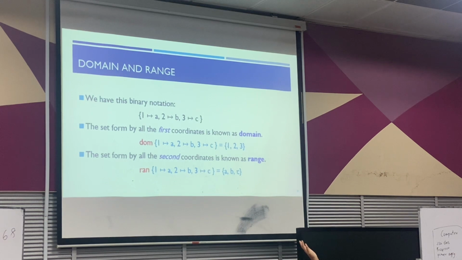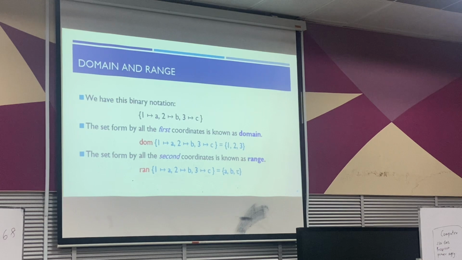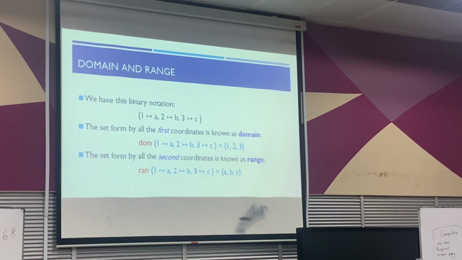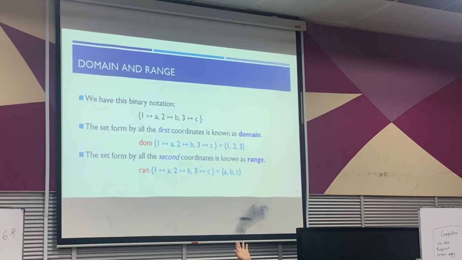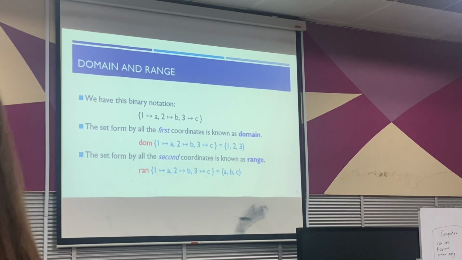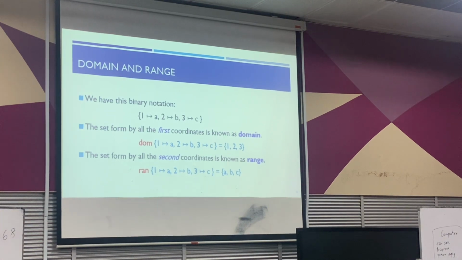Domain is to represent all the first coordinates records, whereas range is to represent the second coordinates records. Because first and second is for one record only, if you want to show all the records from the first coordinates, we have to use domain. If you want to show all the records from the second coordinates, we use the word range.